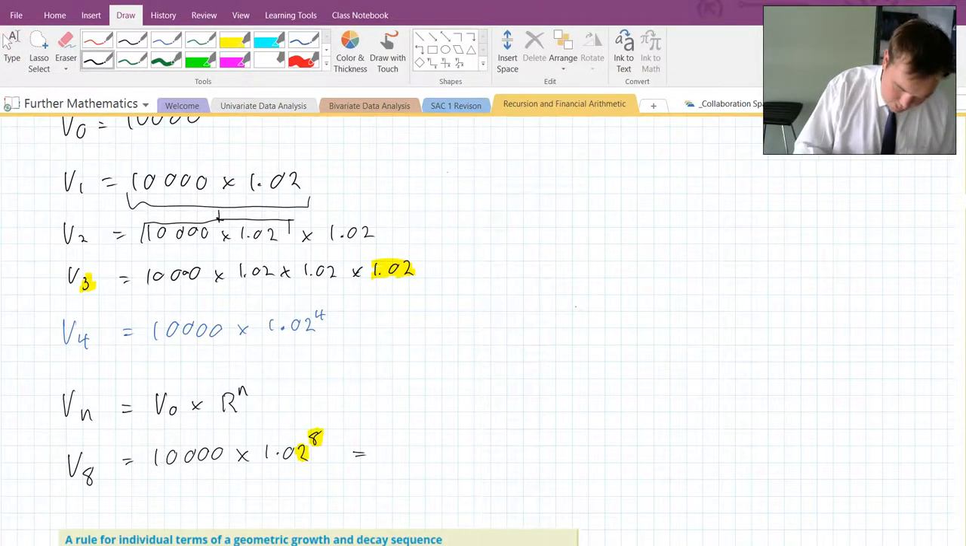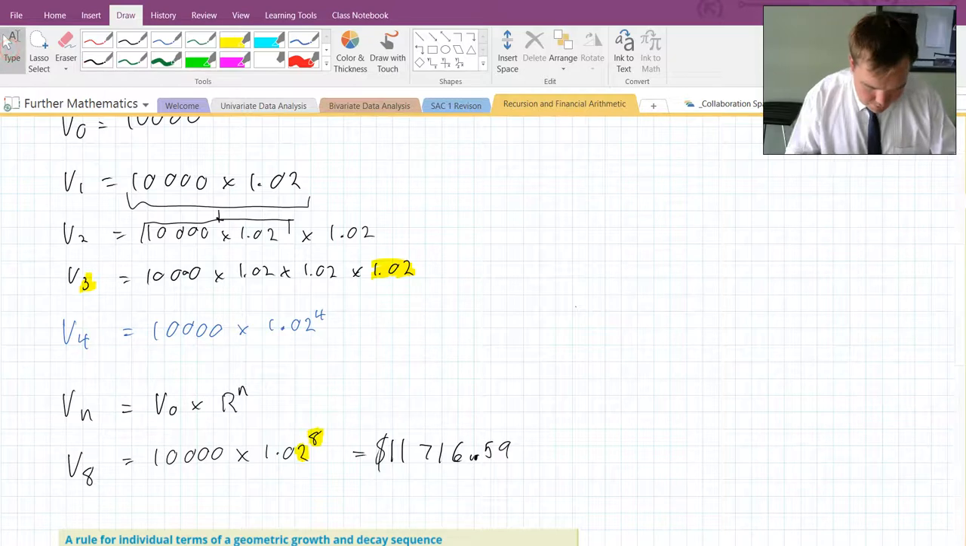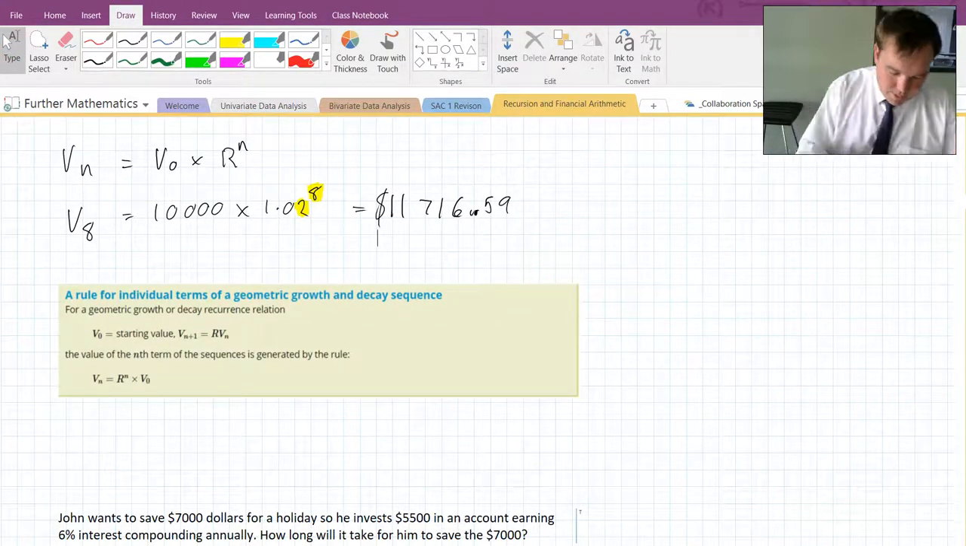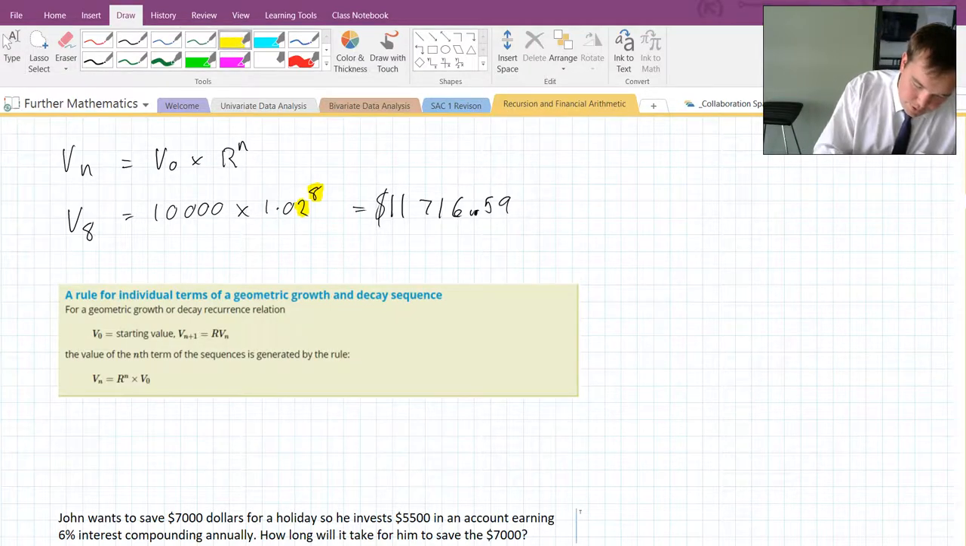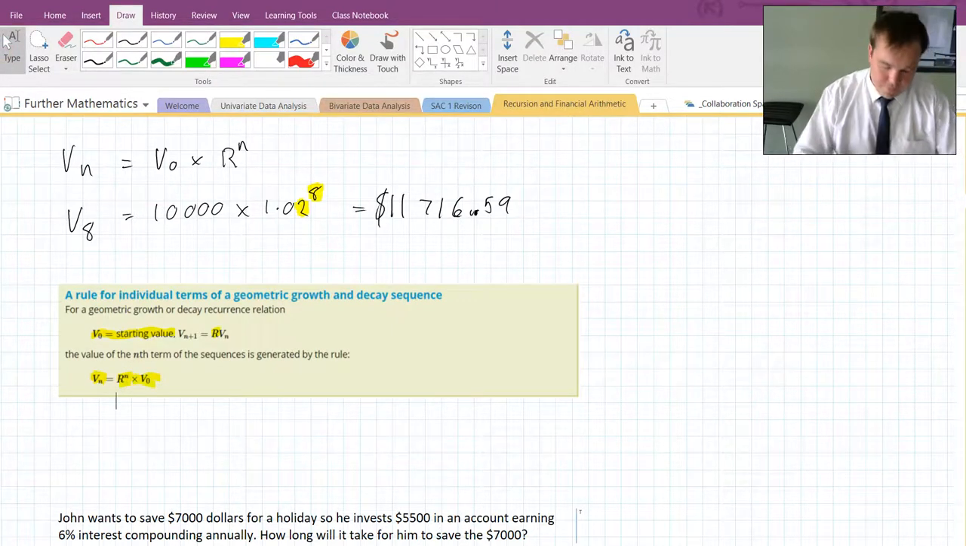And once we've put that in our calculator, we can see this is $11,716.59. Alright, so the rule for this is, if we have the recurrence relation, where we have a starting value, and we get from one to the next by multiplying by a common ratio, the rule for jumping straight to the nth term is r to the n, the ratio to the n, times the initial value.